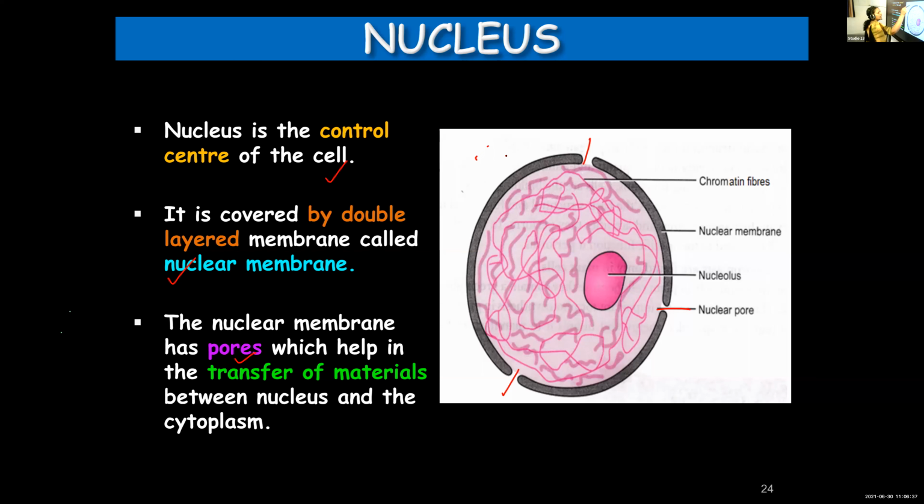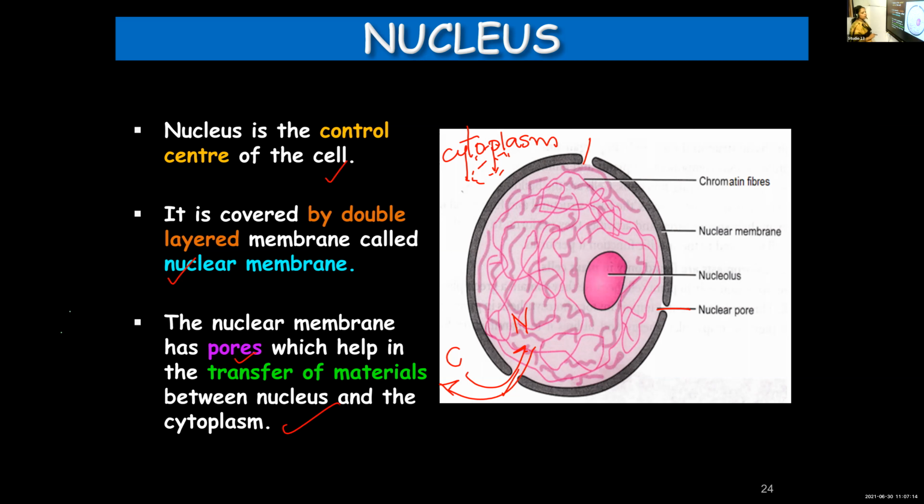And outside the nucleus, what is present, children? Yes, cytoplasm is present outside. So these pores will help in the exchange of materials between the nucleus and the cytoplasm. So this is cytoplasm, here it is nucleus. Through these pores, materials can move in and out. These nuclear pores will help in the transfer or exchange of materials between the nucleus and cytoplasm.